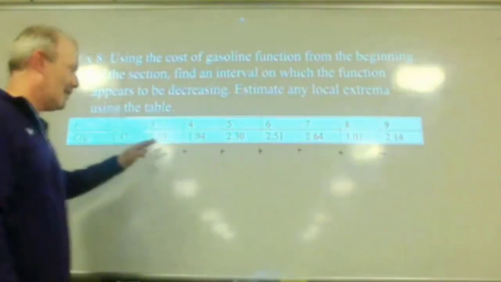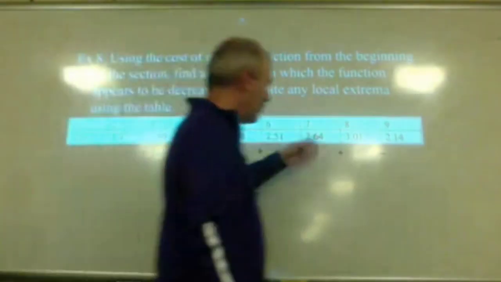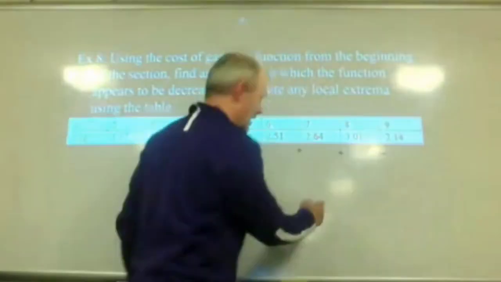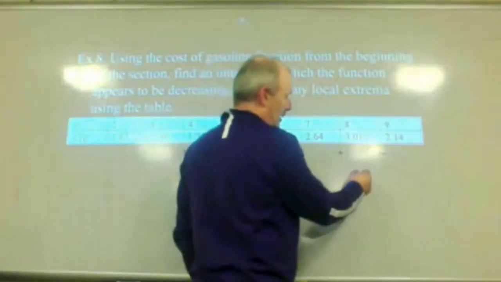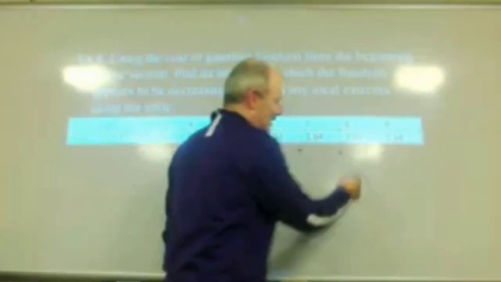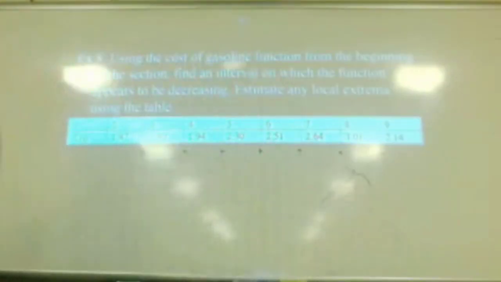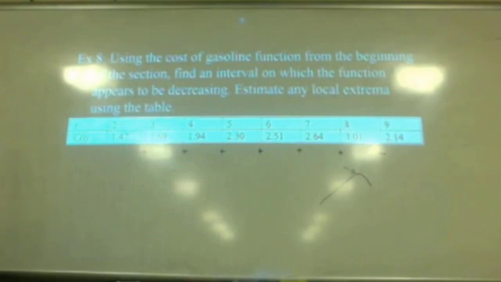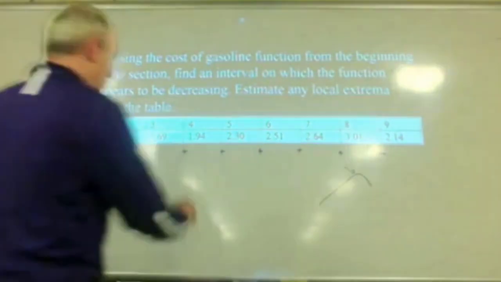Well, it was increasing, increasing, increasing, increasing, increasing, increasing, and then started decreasing. That means up, up, up, up, up, up, up, and then finally down. So what do we call that when it looks like that? Yeah, it's the highest point, right? It's a local maximum.